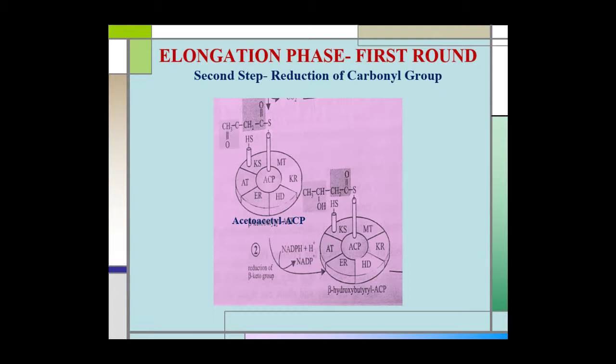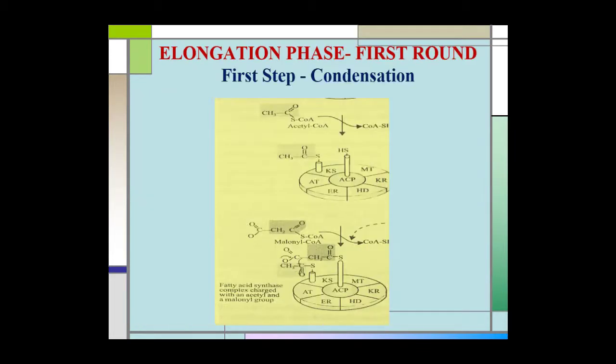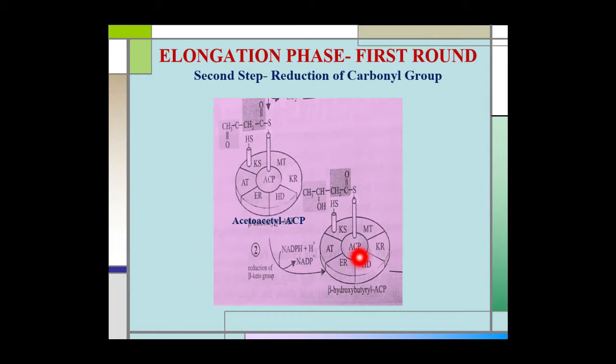Elongation phase, first round. In this elongation phase, first round, second step is the reduction of the carbonyl group. The acetoacetyl group formed in the condensation step undergoes reduction of the carbonyl group at C3 to form beta hydroxybutyryl ACP. This reaction is catalyzed by the enzyme beta ketoacyl ACP reductase, and the electron donor is NADPH. The NADPH is the reducing agent, whereas NAD plus is the oxidizing agent in beta oxidation.